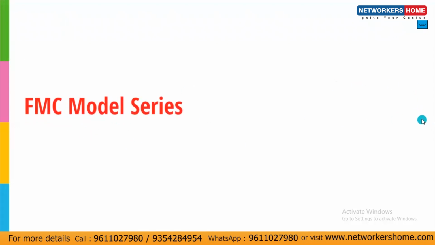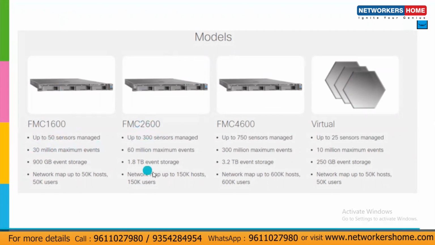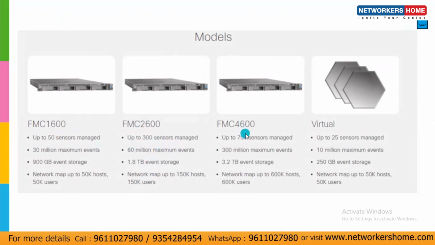What are the FMC models? The first is the FMC 1600, which can manage up to 50 sensors. Then the FMC 2600 manages up to 300 sensors, and the 4600 manages up to 750 sensors. A maximum of 30 million events can be handled on the 1600, 60 million on the 2600, and on the 4600 it is about 300 million maximum events.